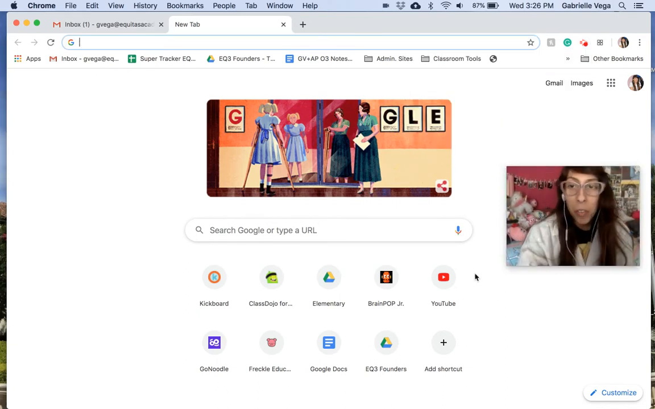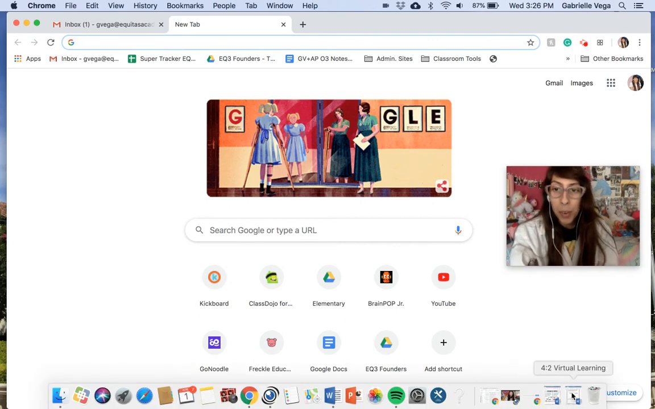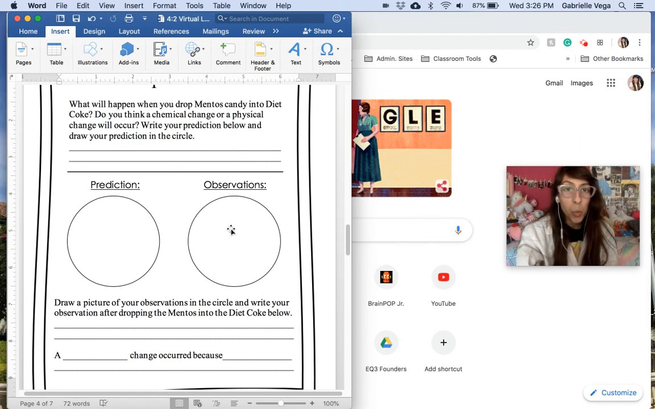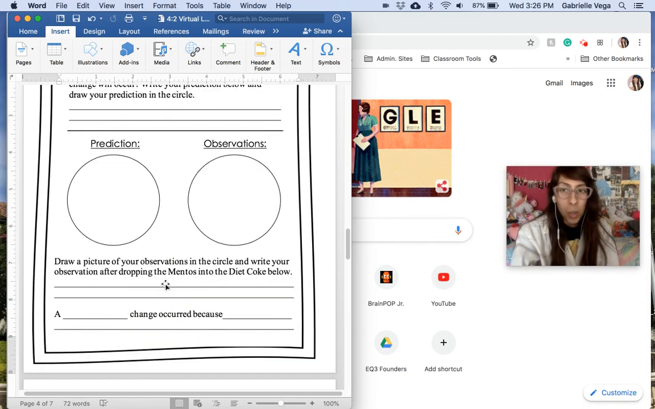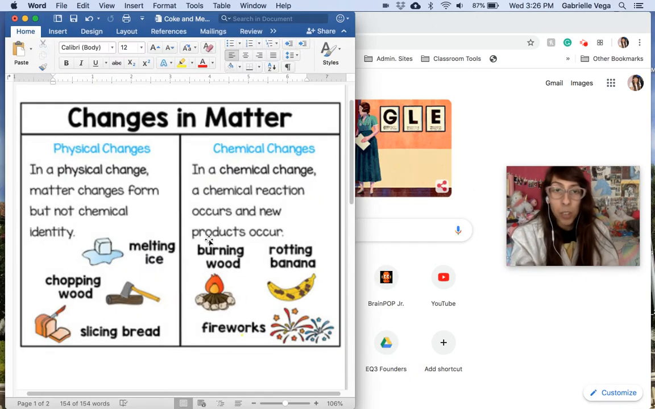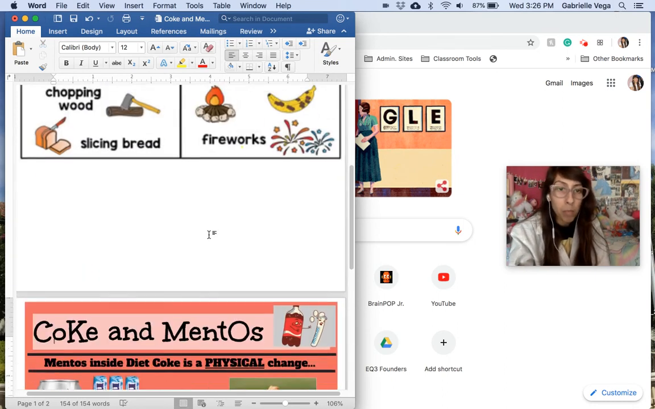All right, now that we're back inside, let's go ahead and review what we just noticed. So, did your prediction match what actually happened? And what did happen? What did you notice when I put those Mentos into the Coke bottle? Make sure you're writing that down. Now, do you think that was a physical change or a chemical change? Well, let's go ahead and read an article to figure out whether a physical change or a chemical change happened when I put those Mentos into the Coke bottle.